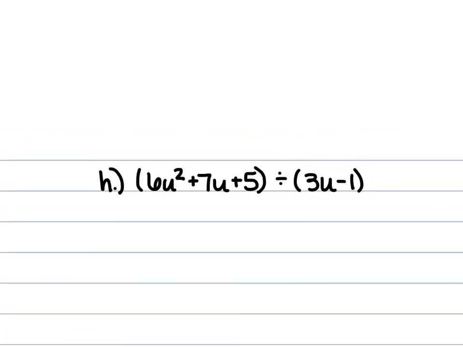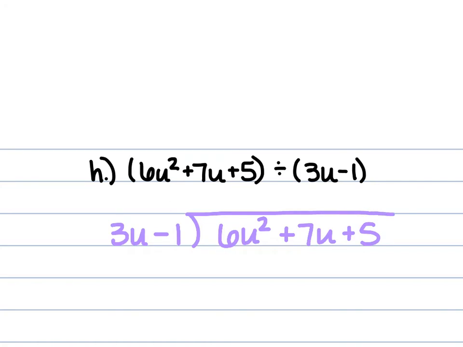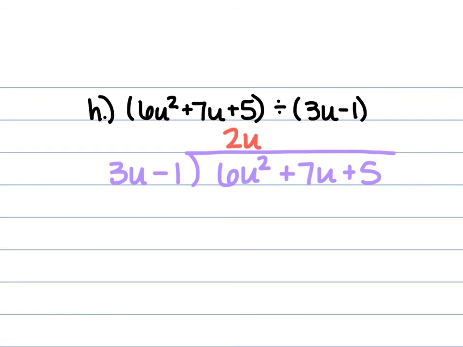For our last example, we have 6u squared plus 7u plus 5 divided by 3u minus 1. So that 3u minus 1 goes on the outside. The 6u squared plus 7u plus 5 goes on the inside. So 3u times what is 6u squared? That's a 2u. So multiply. 2u times 3u is 6u squared. 2u times negative 1 is a negative 2u.